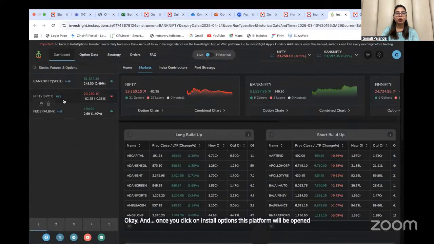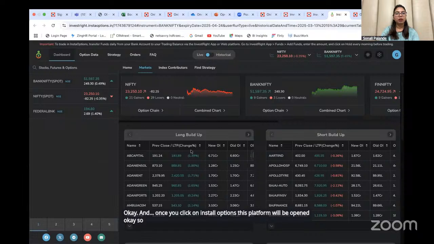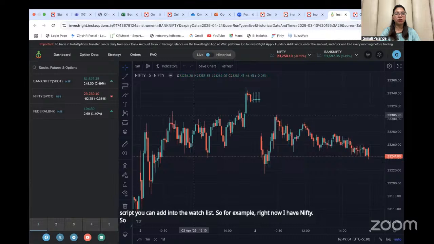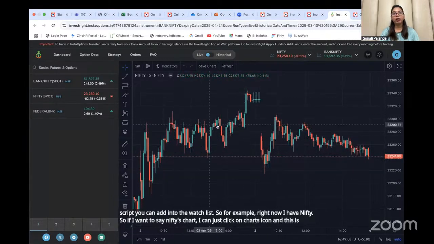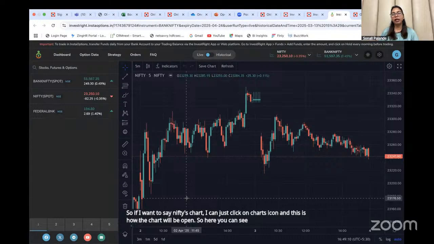Okay, so this is not a complicated platform, it's a very easy platform. So in the watch list, whatever you add, whatever chart you want to see, that particular script you can add into the watch list. So for example, right now I have Nifty, so if I want to see Nifty's chart, I can just click on the charts icon, and this is how the chart will open. So here you can see the chart, the TradingView chart.